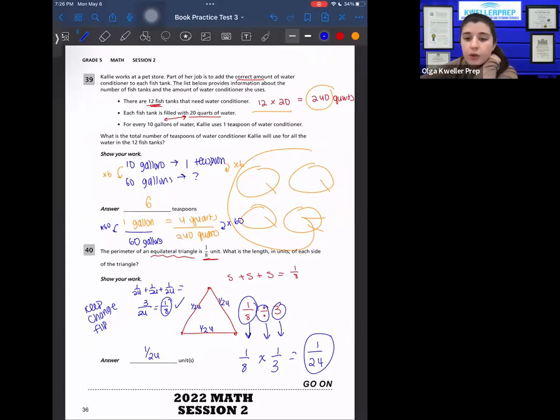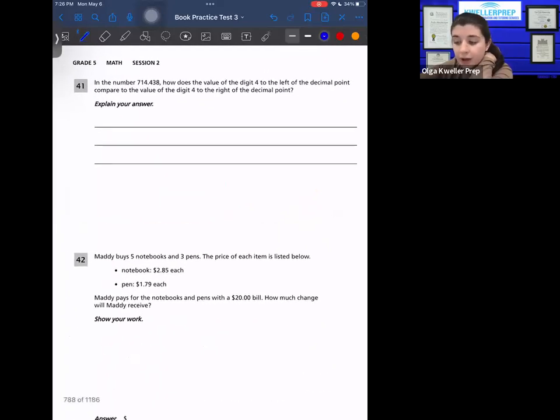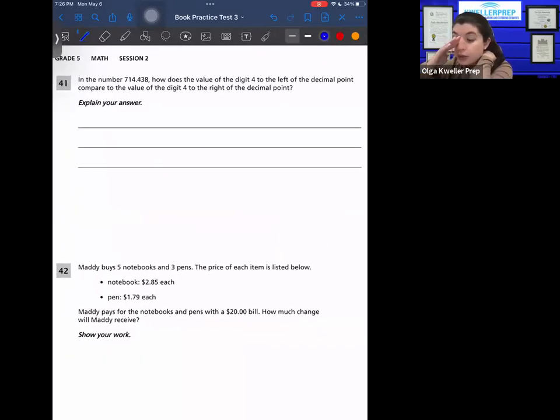So we're going to do one last question with an explanation, and that'll be the end of our webinar today. So we have this number, 714.438. It says, how does the value to the left of the decimal point, so I'm going to highlight that one in yellow, to the left of the decimal point, compare to the value of the digit 4 to the right of the decimal point? So I want you guys to think about this one. How do those numbers compare?